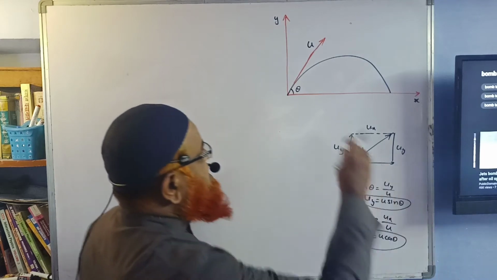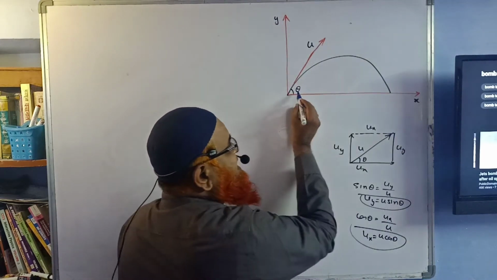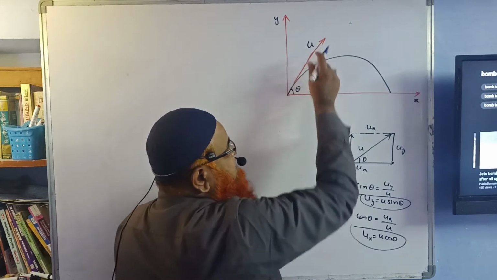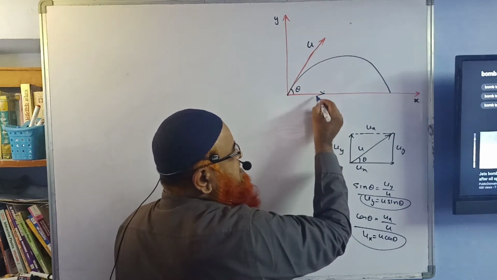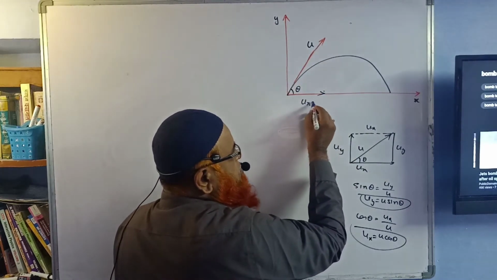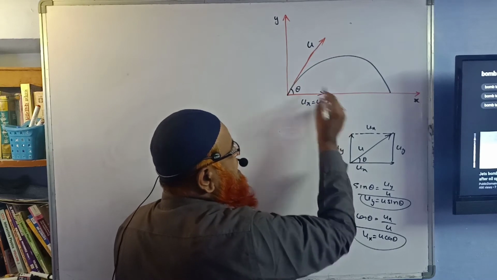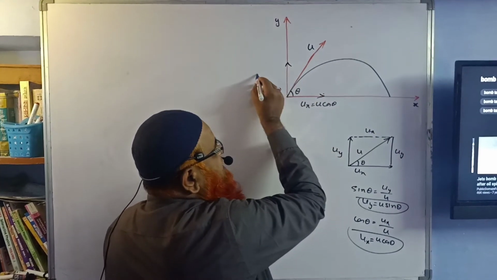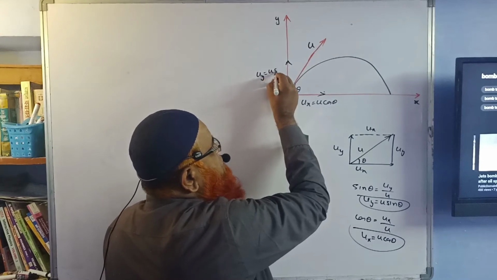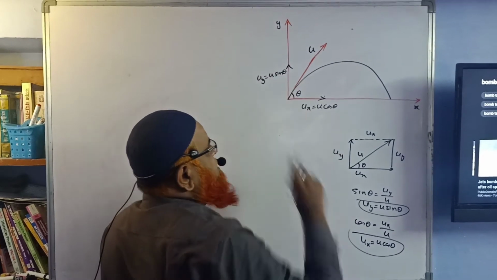So with this you understand that if a body is projected at a certain angle with the horizontal, then it can be resolved into two components. In the horizontal direction, it is ux, which is u cos theta. In the vertical direction, it is uy, which is u sin theta.